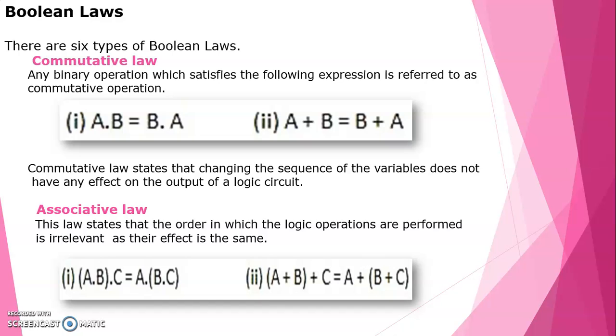Next is your associative law. The law states that the order in which the logical operations are performed is irrelevant, as their effect is the same. A into B, bracket, into C equals A into bracket B into C. A plus B, bracket, plus C equals A plus bracket B plus C. The dot means the AND operation and plus means the OR operation. That is your associative law. The first two laws are the commutative law and the associative law.